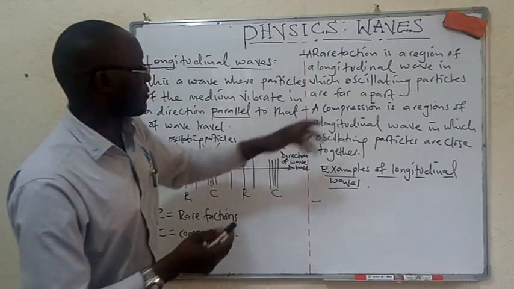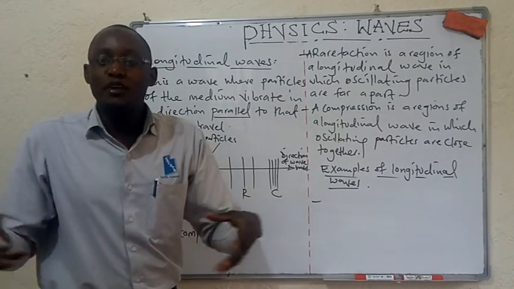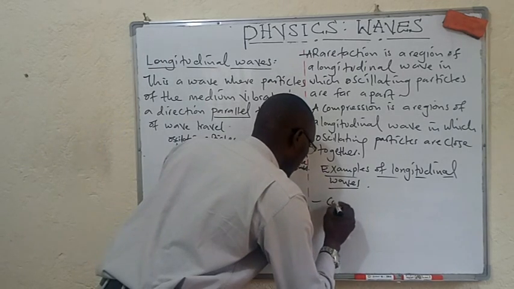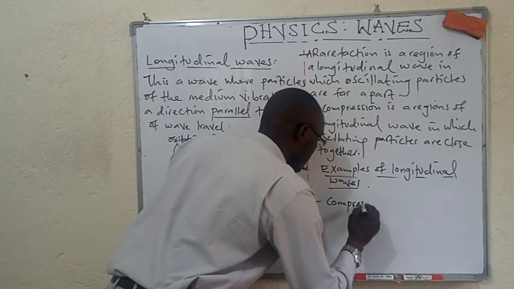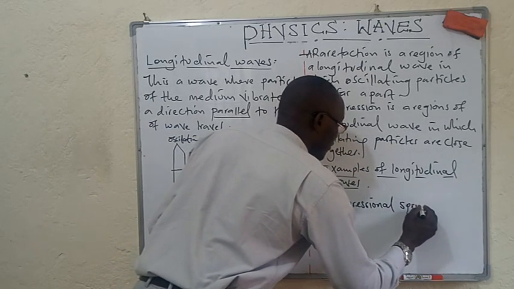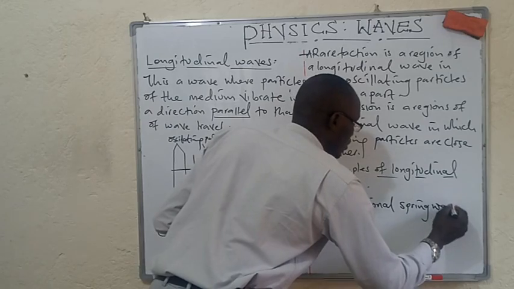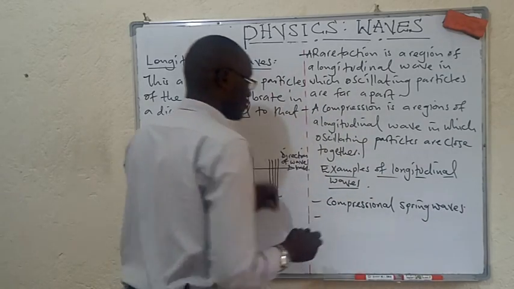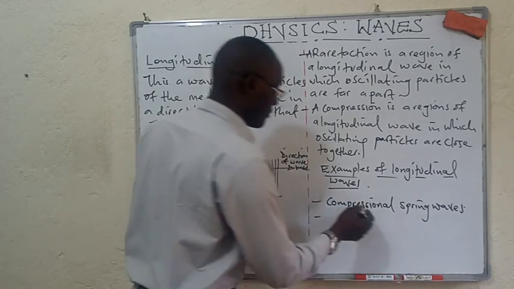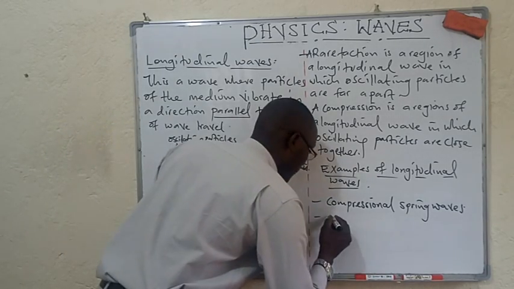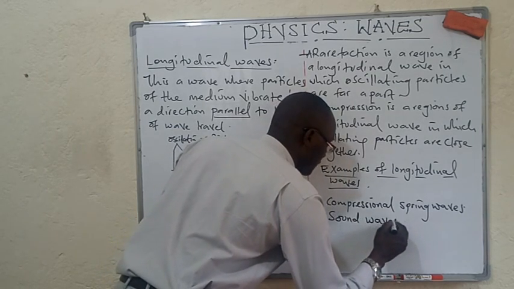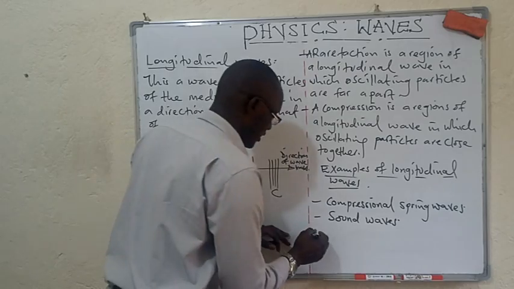Oh, people have seen compressions, now they are thinking of the compressional spring waves. Very good. So that is the first example: compressional spring waves. Good. Then the ultrasonic waves are also going to fall here. But we cannot mention ultrasonic without talking about sound waves. So sound waves, the first example, by the way.